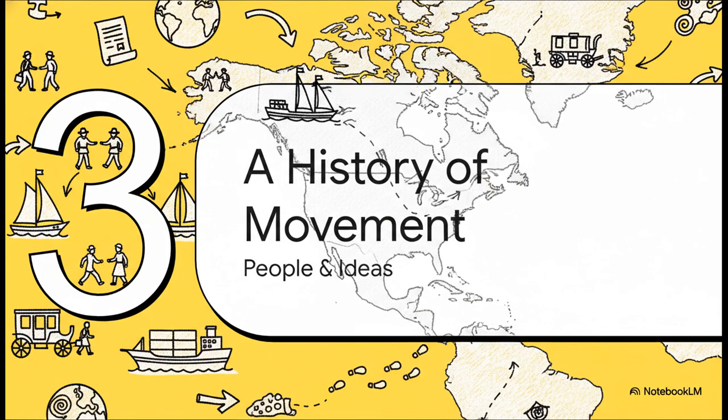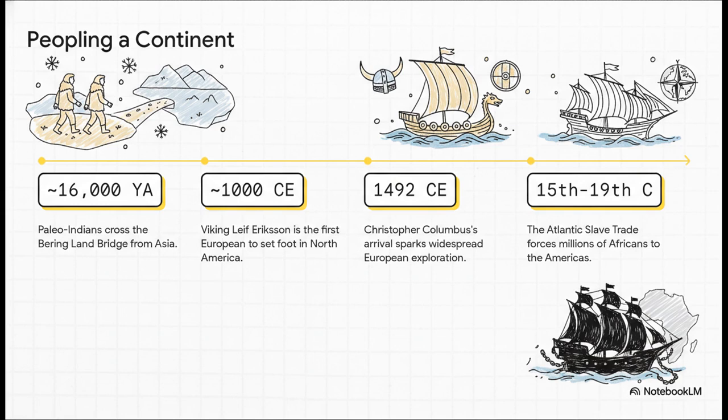Of course, none of this just happened in a bubble. The entire story of North America is a story of movement, of people, ideas, goods, and even diseases traveling across the continent and the oceans. The story starts thousands and thousands of years ago with the first migrations from Asia. But the waves of movement that came later, from Viking explorers to European colonists, and the horrific forced migration of the Atlantic slave trade, would forever and completely change the continent.